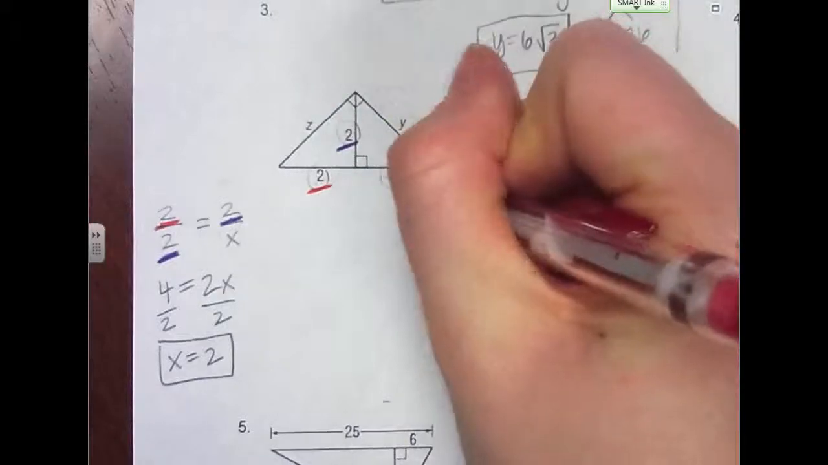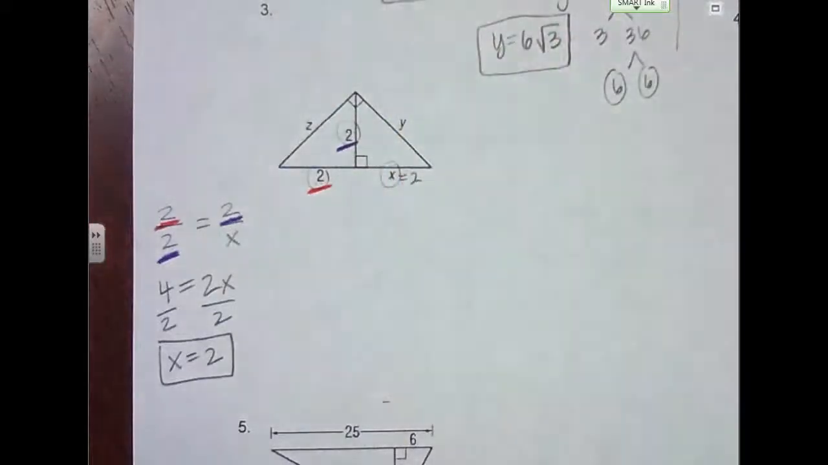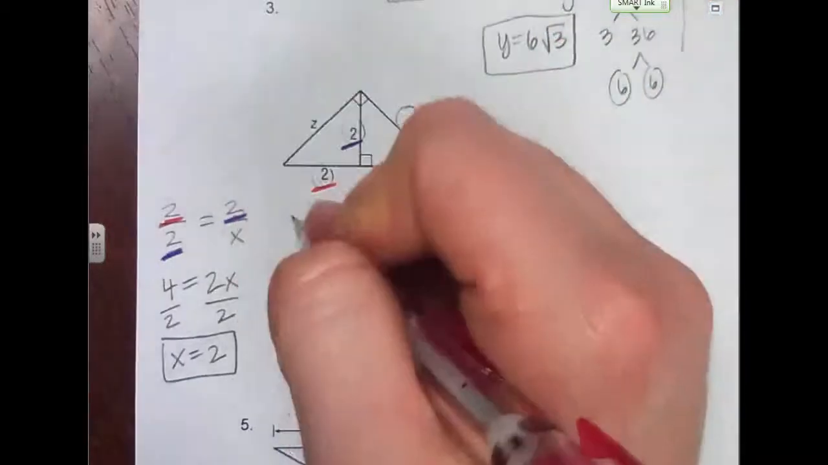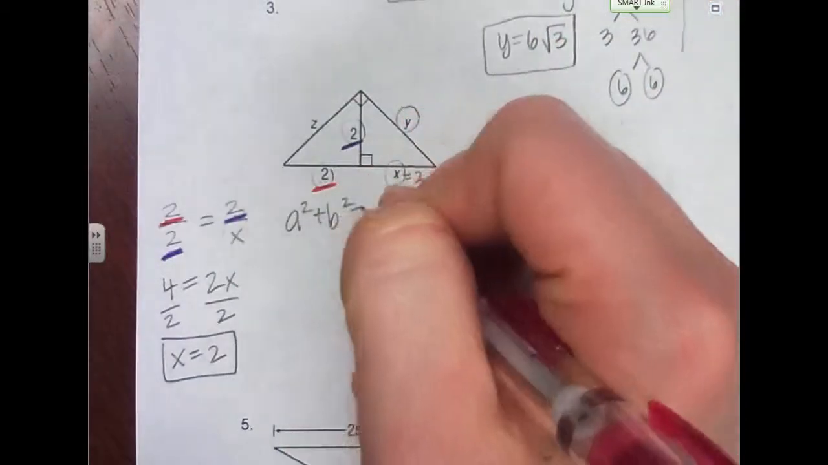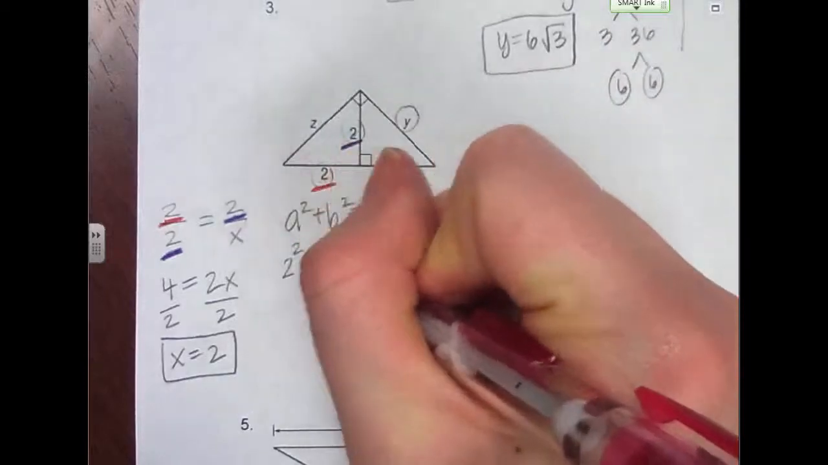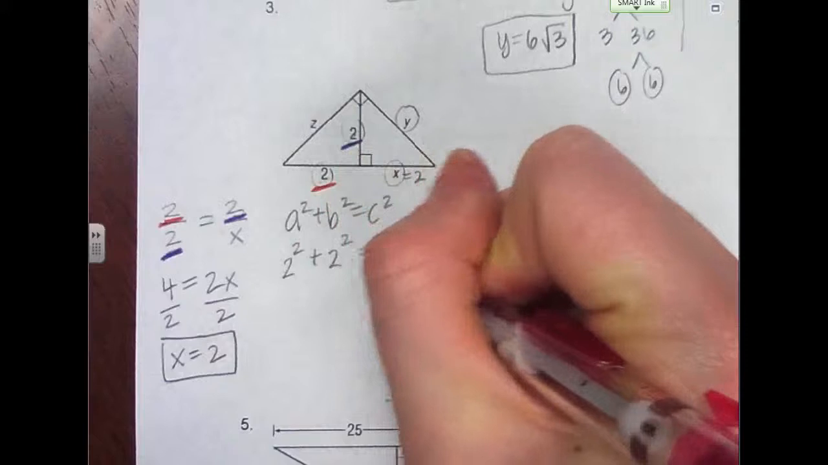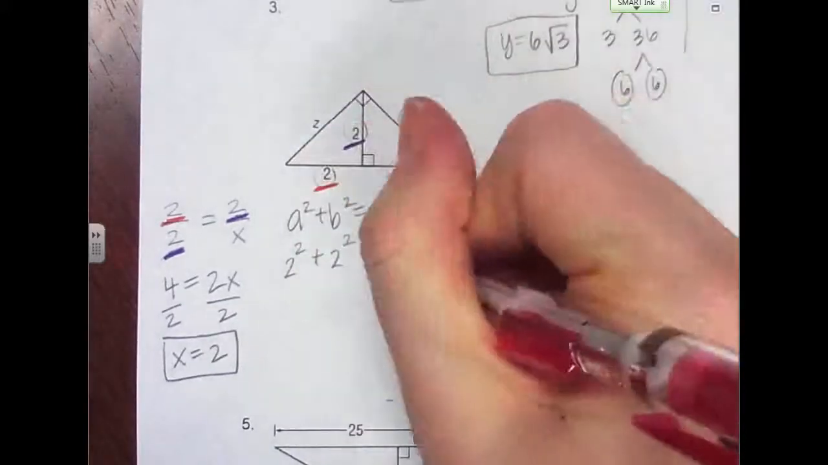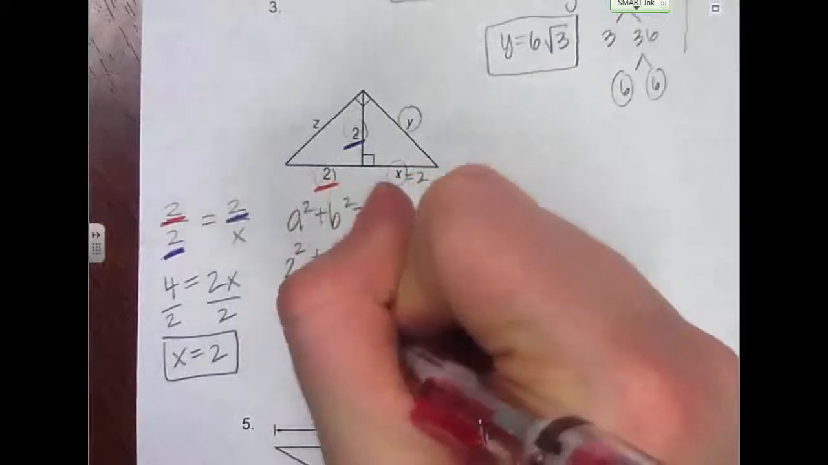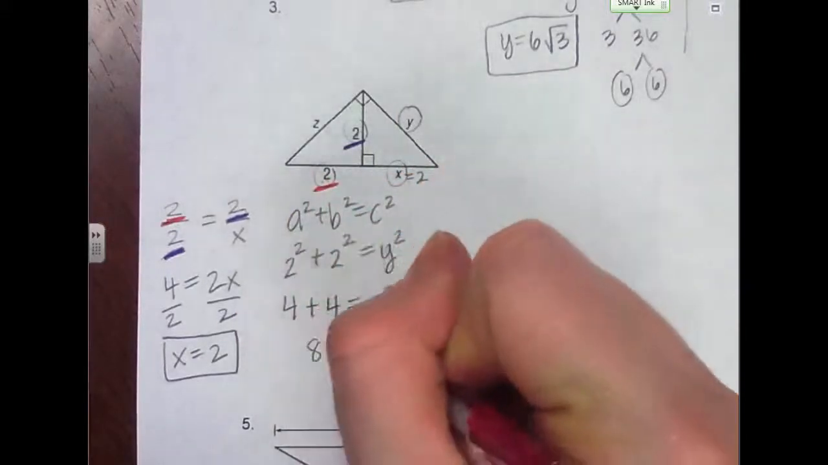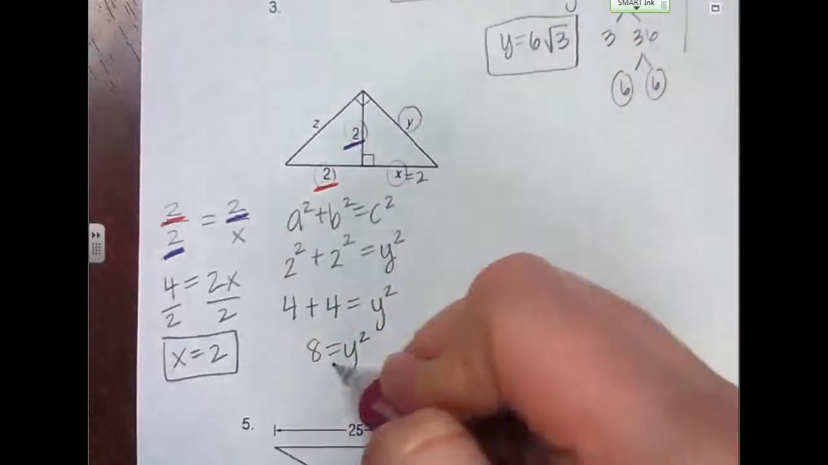Okay, so now let's find one of our other sides. So we know this side is also 2. So let's go and find y next. So I'm going to do Pythagorean Theorem because I think it's a little bit quicker. So both of our sides on this triangle are both 2's. So this is going to be 2 squared plus 2 squared equals c squared. Oh, we'll call that y. That's what we're finding. So 4 plus 4 equals y squared. 8 equals y squared. Make sure you square root.